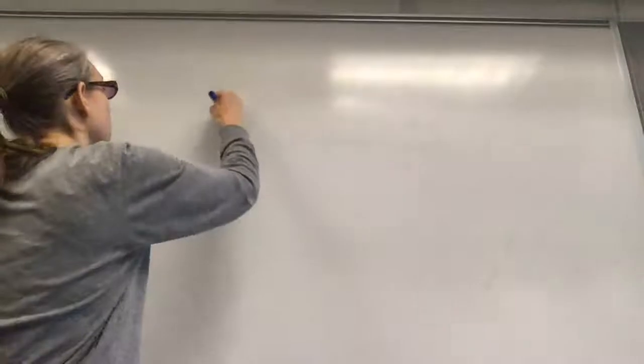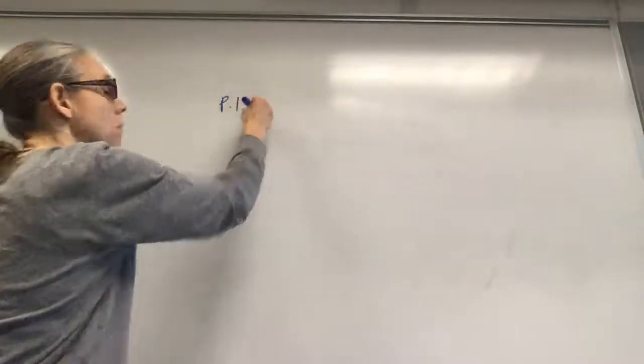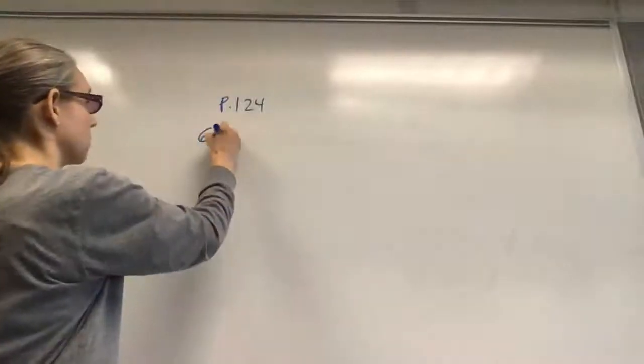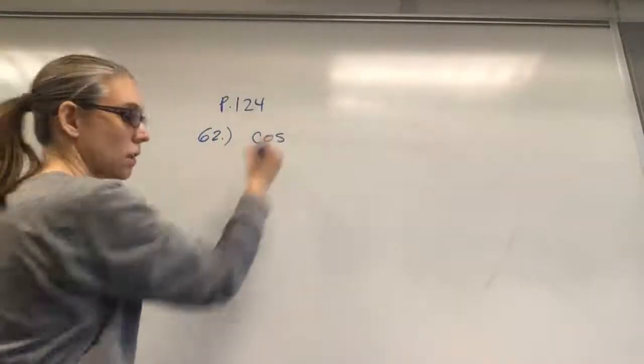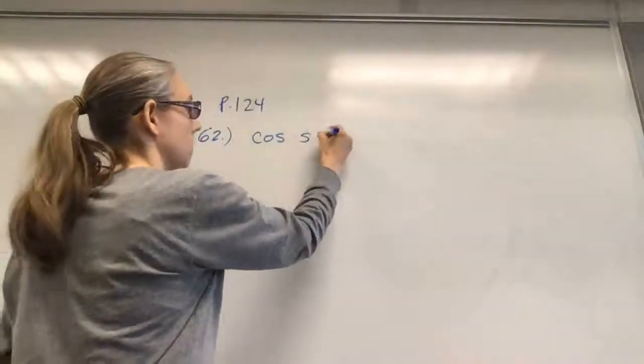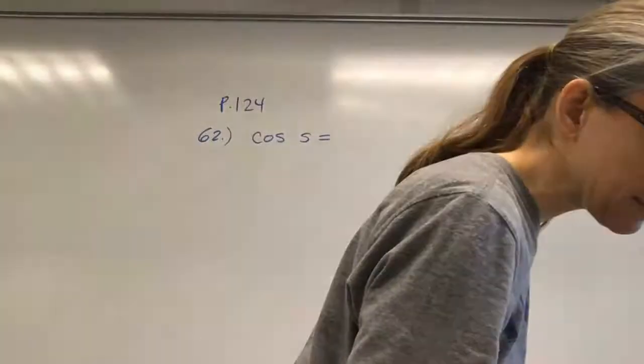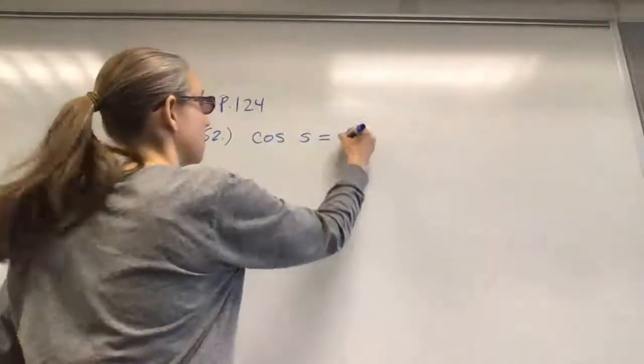Okay, so lastly I want to work through some problems from the book. So starting on page 124, number 62, the cosine of S is equal to 0.7826.